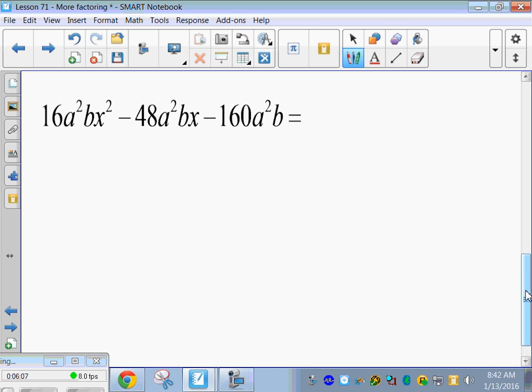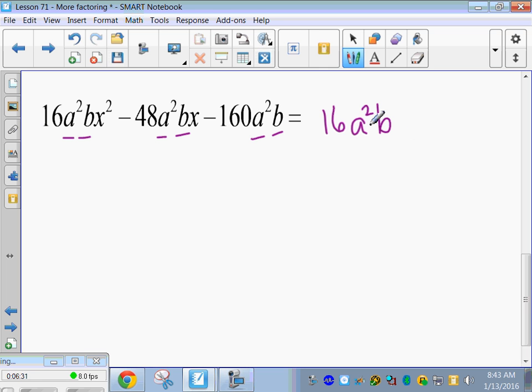All right, number. The biggest number that goes into 16, 48, and 160. Ella, what do you think? I'm with you. 16, okay? So we're going to factor out a 16 first. And how many a's are common to each one? Two of them. So we need a squared. How many b's are common?